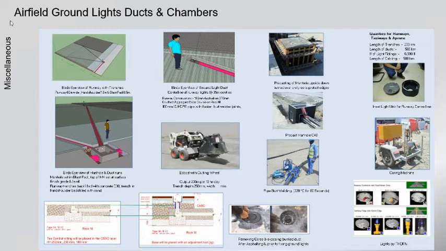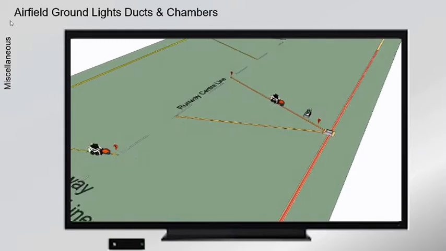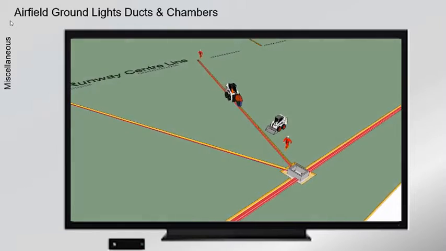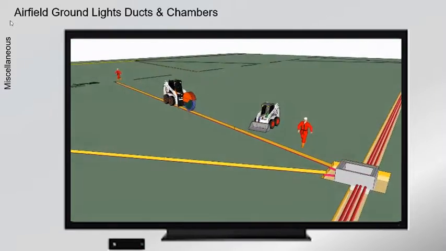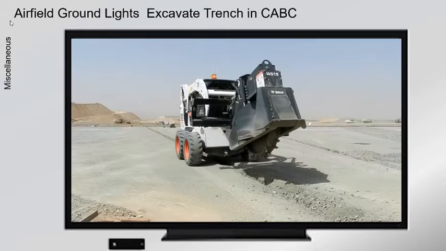Airfield ground lights. Construction methods and details. Ducts are placed in the crushed aggregate base course. Holes are cored through the asphalt for the runway and taxiway centerline inset lights. A jig is used to position and level the light spots prior to grouting.